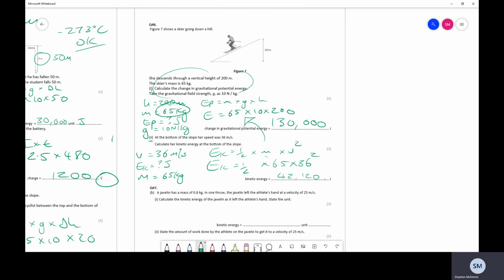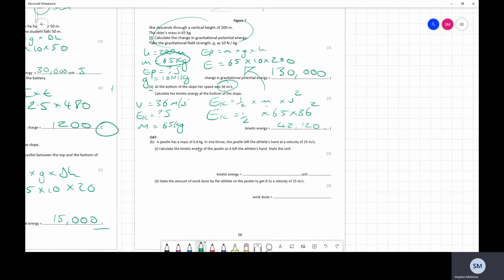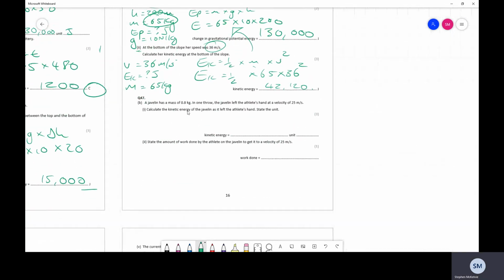42,120 joules. Now, have I done something silly there? 0.5 times 65 times 36 squared. Bottom of the slope, calculating net energy at the bottom of the slope. Nope, that seems to be the answer. Happy with that. Don't have to do anything with the equations because there were no prefixes.